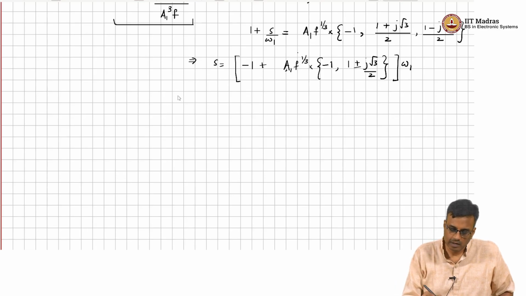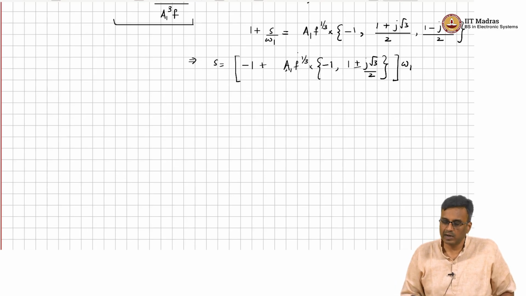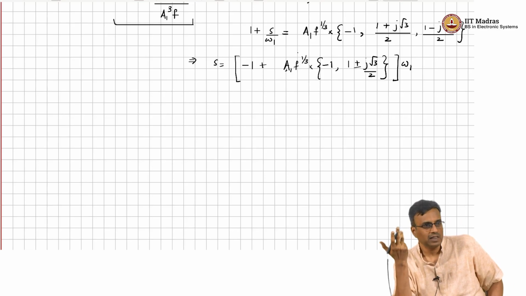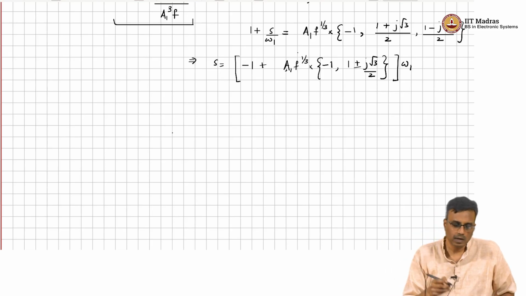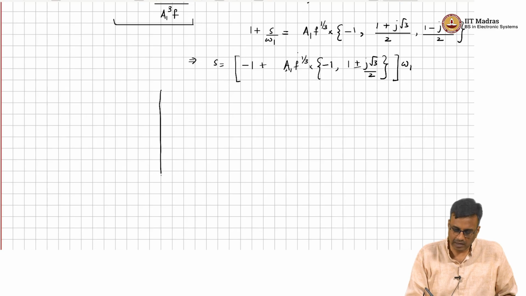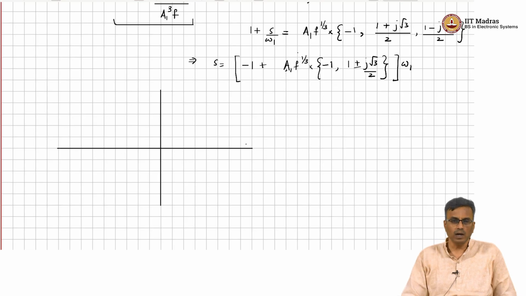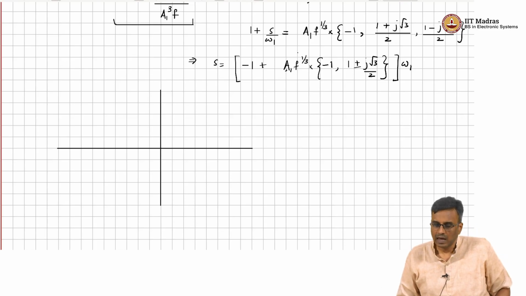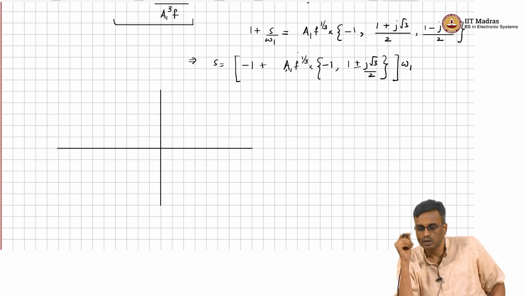So, if we plot the locus of the roots, we now need to figure out where these poles are. Where do we want these poles to be? For stability, we hope that they will be in the left half S plane. So, let us see where they are. Of course, the location of the poles depends on a 1 f to the 1/3, right, which is the cube root of the DC loop gain, right.